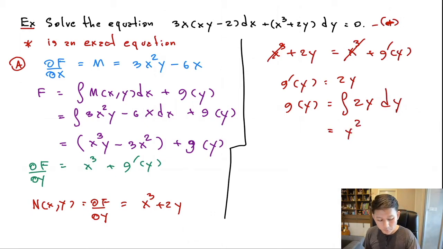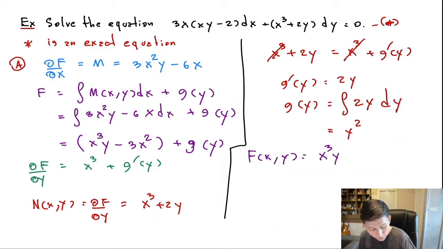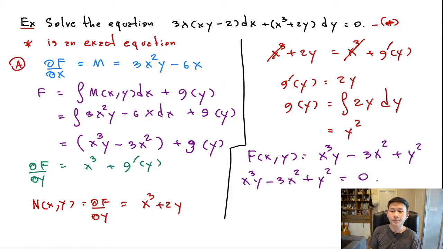So right now we know that f(x, y) is x cubed y minus 3x squared plus y squared. So the solution is x cubed y minus 3x squared plus y squared equals... oops, sorry, not 0. It equals c. That is the solution: f = c. Don't forget, guys.